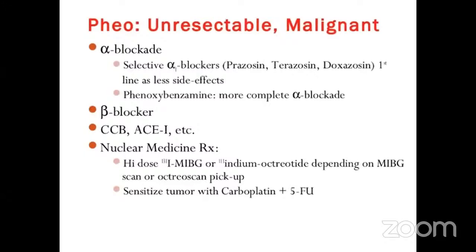If the tumor is large, unresectable, or it is malignant pheochromocytoma, in order to reduce the blood pressure, we'll use alpha blockade with selective alpha-1 blockers like prazosin, terazosin, doxazosin as first line. Phenoxybenzamine gives more complete alpha blockade, plus beta blockers, calcium channel blockers, ACE inhibitors, and nuclear medicine treatment like high dose iodine-131 MIBG or indium octreotide depending on the MIBG scan or octreo scan pickup. Sensitize the tumor with carboplatin plus 5-fluorouracil.